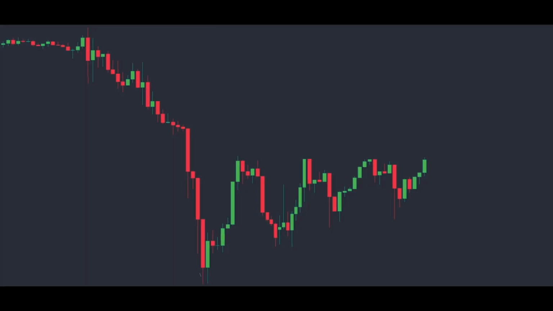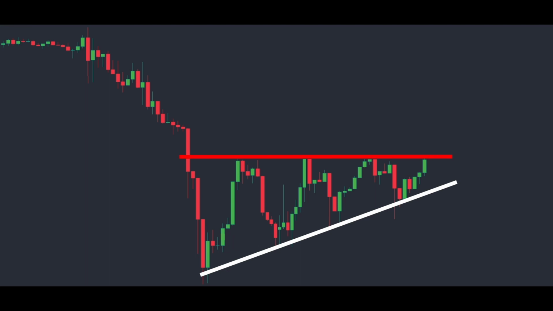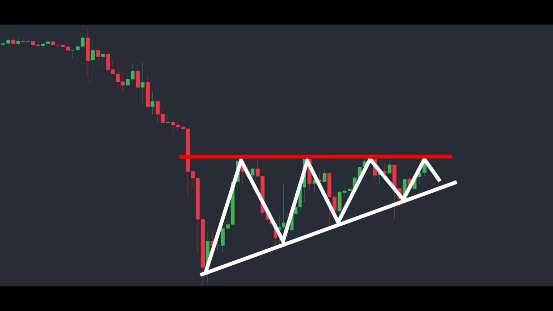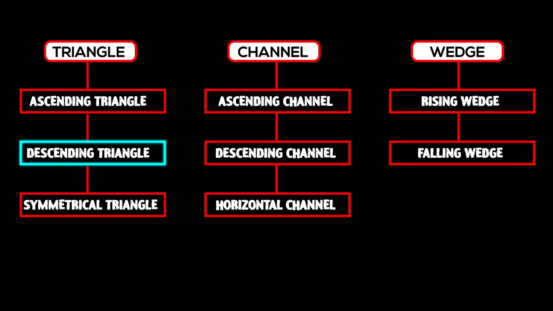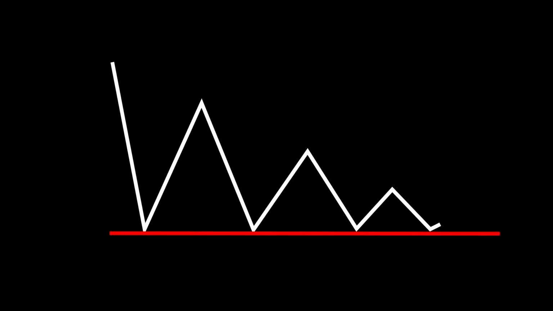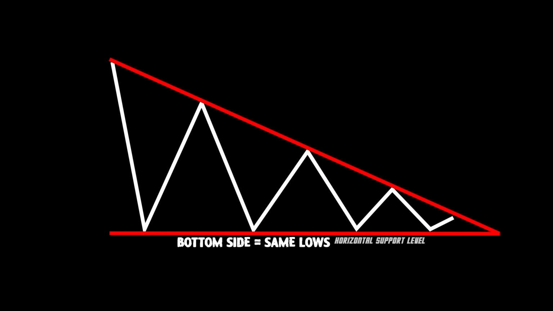The bearish ascending triangle starts with a downtrend followed by the pattern formation. So, next, the descending triangle. The bottom side of the descending triangle makes the same lows and creates a horizontal support level. The top side of the descending triangle makes lower highs and allows for a descending trend line to be placed.